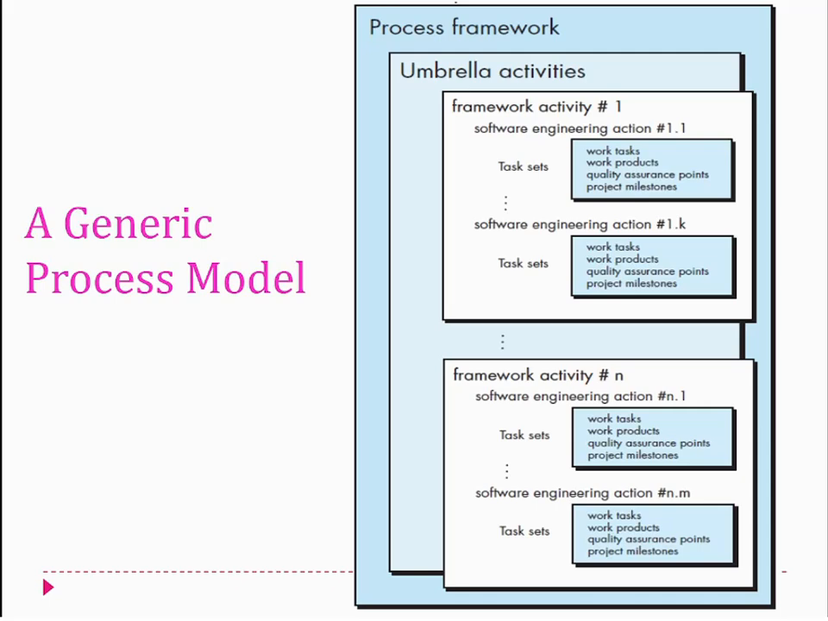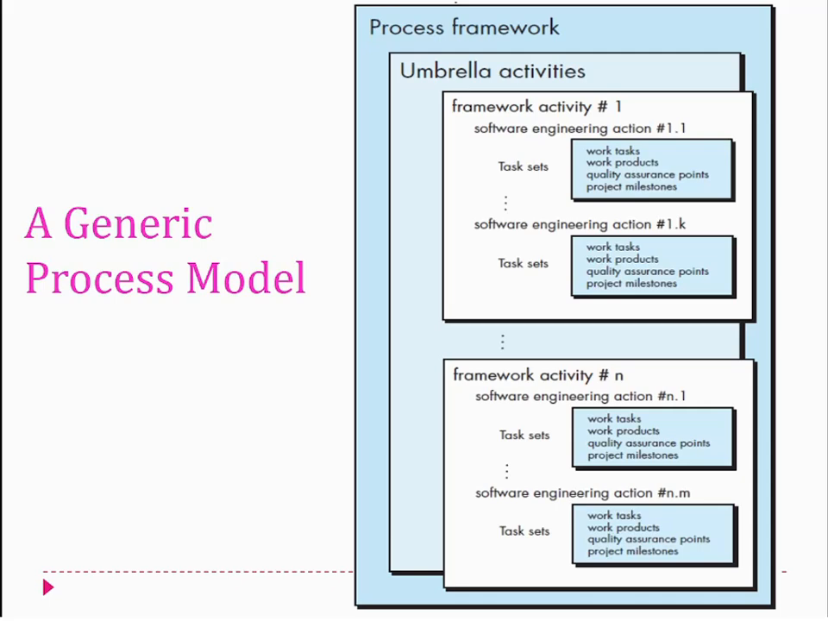The generic process model organizes software development into framework activities. Each activity consists of several actions, and every action is divided into smaller tasks. These tasks produce work products, define quality checks, and help to measure project progress.